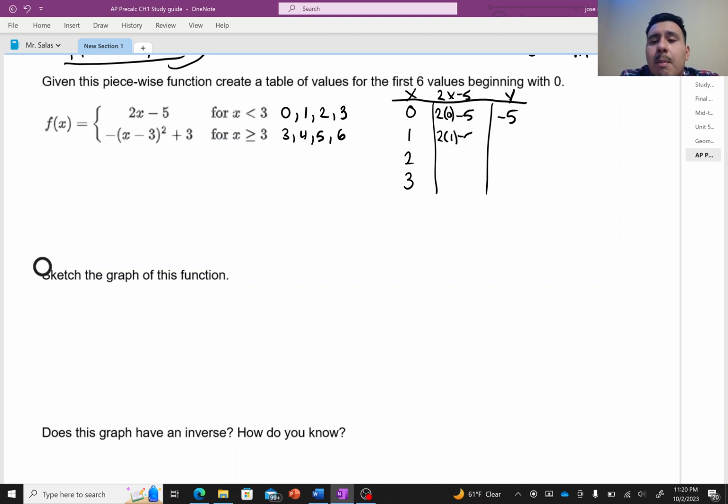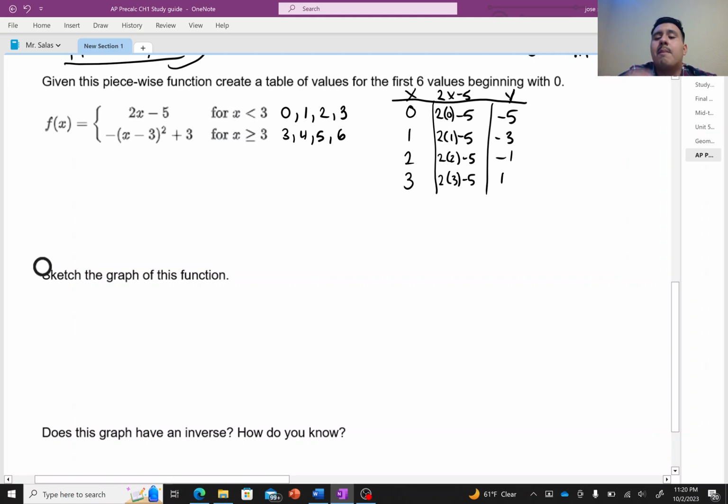2 times 1 minus 5. 2 times 1 gives me 2. Minus 5 gives me negative 3. So this would be negative 3. 2 times 2 gives me 4. Minus 5, that gives me negative 1. And last but not least, 2 times 3 is 6. Minus 5 gives me positive 1. There is our first table. Our second table.